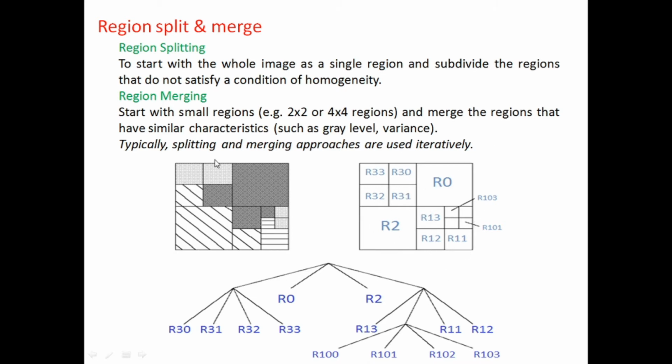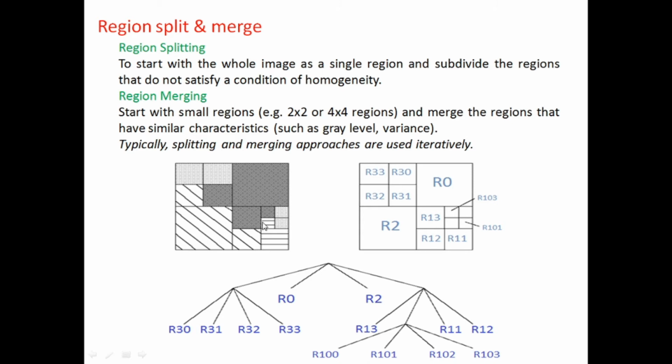So you can see here this is my input image. I have split it because I cannot find homogeneity in all the regions of the image. Now I have split it into 4 equal parts, R0, R1, R2 and R3. In the R0 region I can find that each and every pixel is homogeneous with the others, so I am not going to split it anymore.